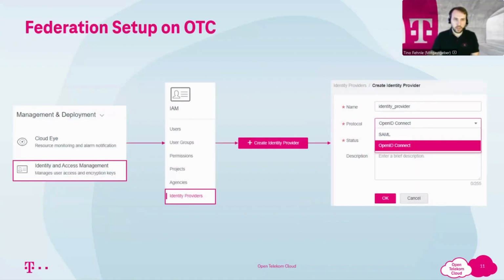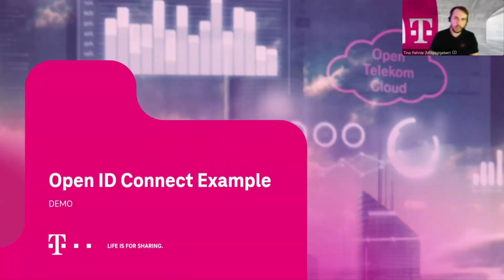If you want to set up Identity Federation, an identity provider on OTC, you can easily create one directly in the IAM menu. If you select Identity Provider, you can easily create one with either SAML or OpenID Connect as a protocol. As the next step, I want to show you an example because I said it's easy to be done. So I have planned a short demo where I quickly show an example.